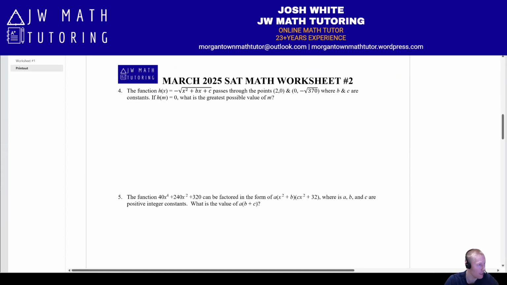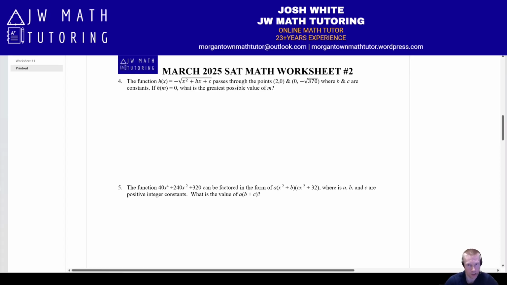Next up, we have basically a radical function with a quadratic expression underneath it. We're given 2 points it passes through, and essentially m here is an x-intercept, a 0, a root, whatever you want to call it. We want to know what's the greatest possible value of that. Notice one of these right here. This is already an x-intercept, a 0, a root. So the question is, is there going to be another one that's greater than 2, or is it going to be less than 2? And if it is, then this would just be our answer.